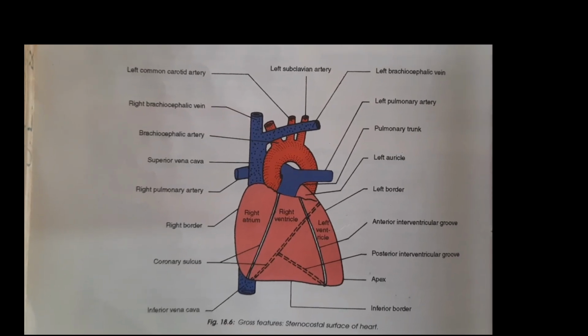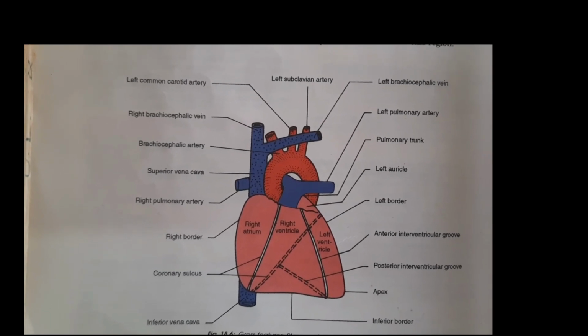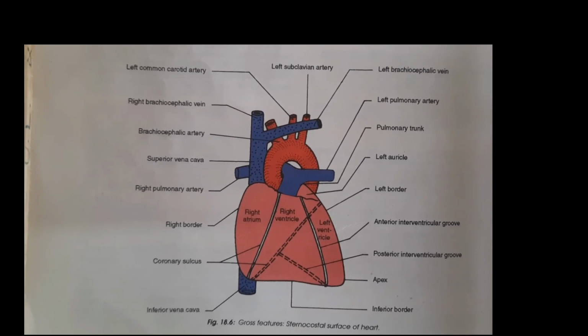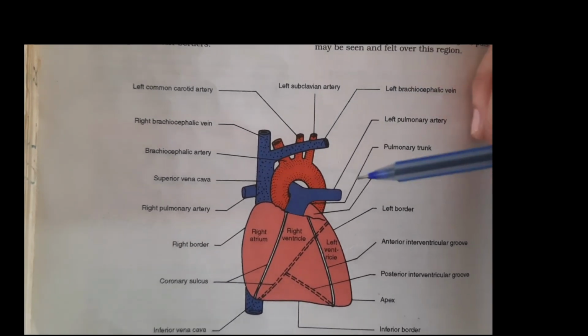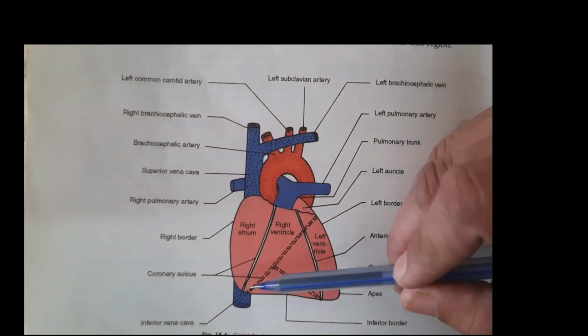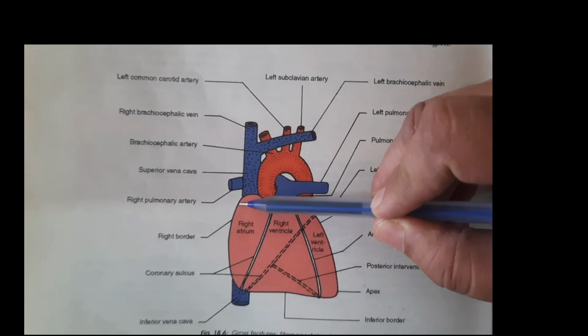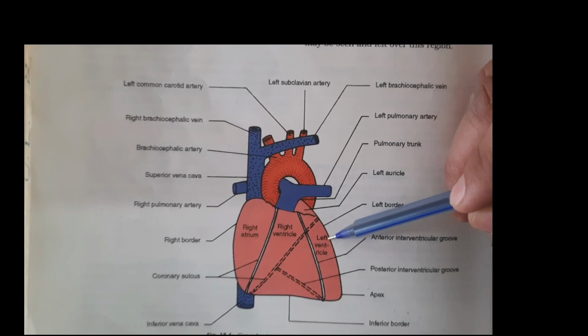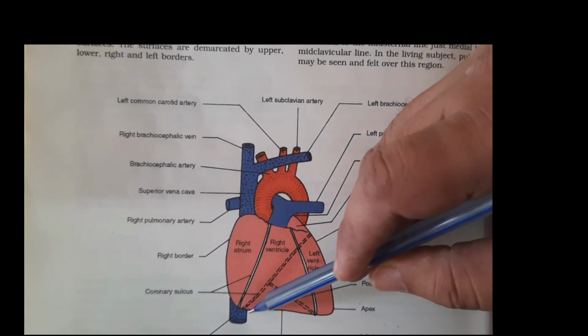Now friends, we will see the schematic diagram of the heart. What we can see from the front, we will see. See here there will be the right border, this one is the upper border, this one is the left border, and this one is the inferior border.